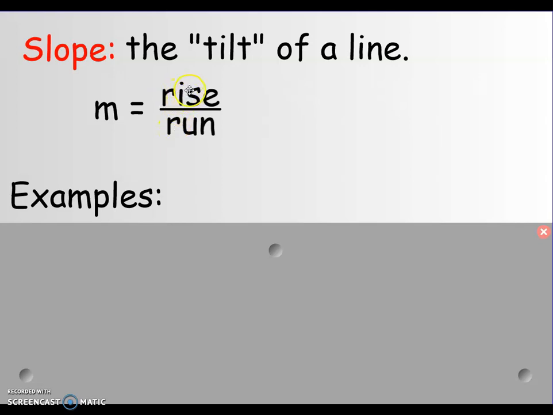Since the rise comes from the y-axis and the run, the horizontal amount, comes from the x-axis, we define this as the change in your y's over the change in your x's. So you just pick any y value, subtract the other y value, and do the same with their corresponding x values. Let's take a look at some examples, and I always like to start out with the pictures.